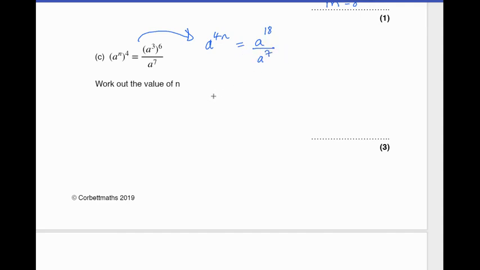Now we can simplify the right-hand side. So we have a to the power of 4n equals, and then we have 18 take away 7, because you're dividing. So 18 take away 7 is 11. So we have a to the power of 4n equals a to the power of 11. So the powers must be the same because you've both got bases of a. So we have that 4n is equal to 11. Then dividing both sides by 4, we get that n equals 11 over 4. So this is good as an answer.